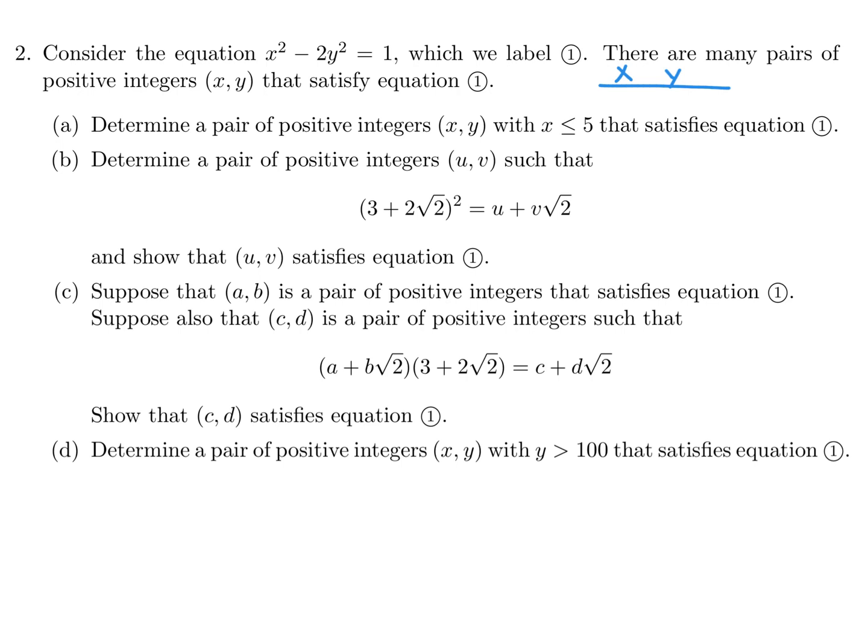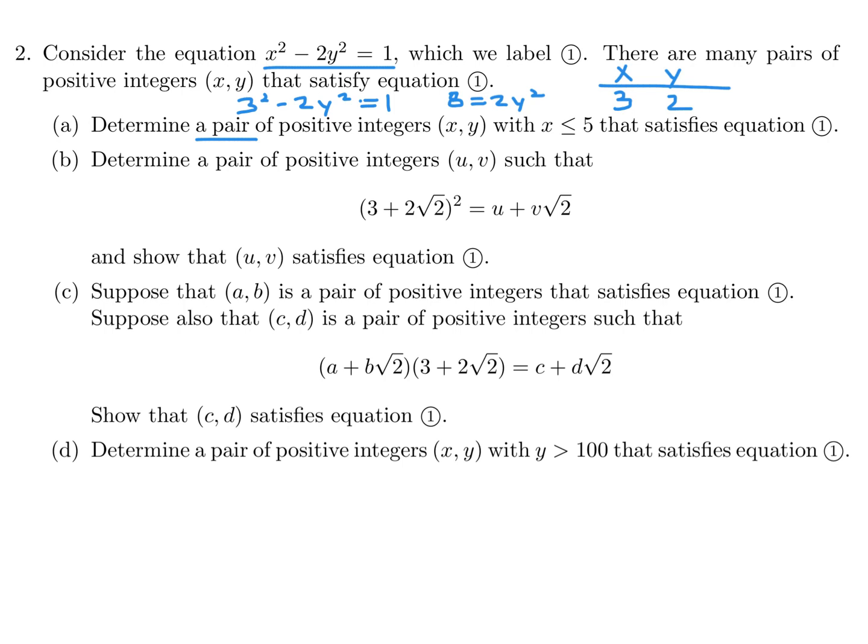Well, you can just start subbing in values, 5, 4, I'll let you do that. When x is 3, it becomes 3 squared minus 2y squared is 1. So that becomes 8 is equal to 2y squared. And then that would basically give me 2 for a positive value of y. And I think that's sufficient. They just said a pair, so that's good enough, I guess.